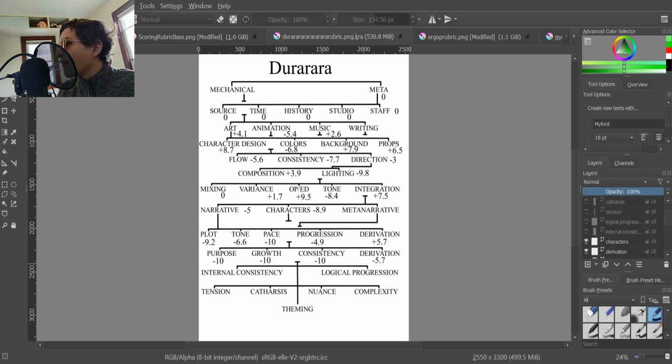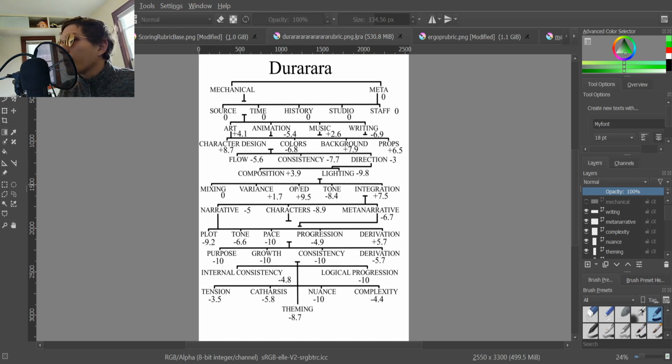And then we move on to meta-narrative. Internal consistency, a negative 4.8. Logical progression, a negative 10. Tension, negative 3.5. Catharsis, negative 5.8. Theming, negative 8.7. Nuance, negative 10. And complexity, negative 4.4. We add all these up and divide by 7, which gives us a meta-narrative score of a negative 6.7. So now to determine our writing, we'll add all of these 3 up, divide by 3, and we'll generate a negative 6.9 for writing. And now we're going to get our mechanical score.